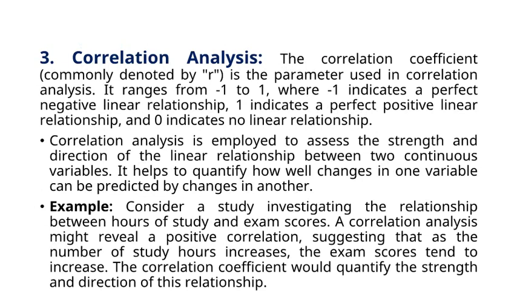It ranges from -1 to 1, where -1 indicates a perfect negative linear relationship, 1 indicates a perfect positive linear relationship, and 0 indicates no linear relationship. Correlation analysis is employed to assess the strength and direction of the linear relationship between two continuous variables. It helps to quantify how well changes in one variable can be predicted by changes in another.